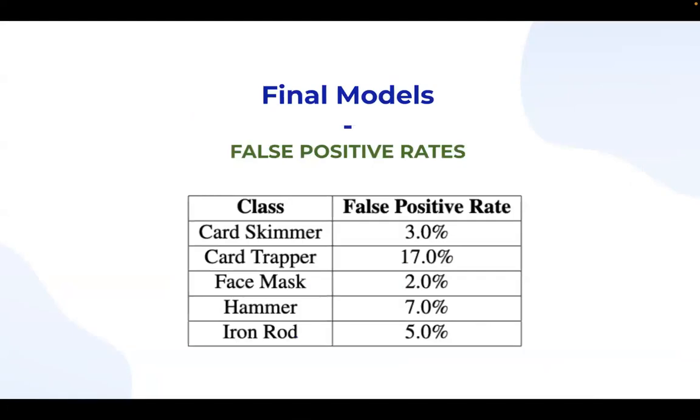So here is the final models of false positive rates. Even we figured out the false positive rates for each model we developed. For card skimmer, it's around 3%, and card trapper is around 17%, and it goes on like that. We maintained very low false positive rates for the models which we developed.